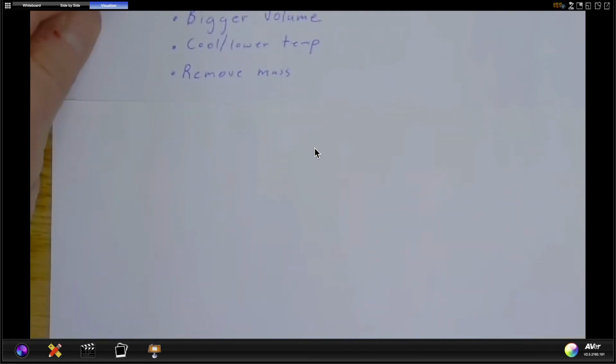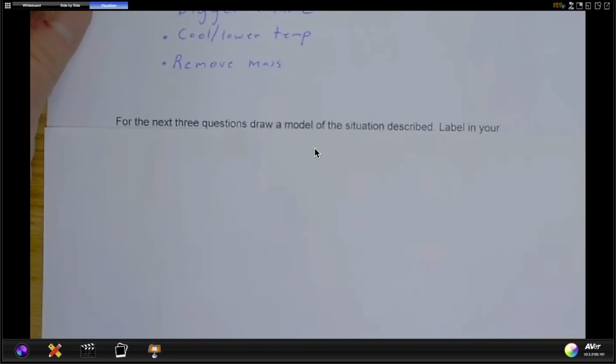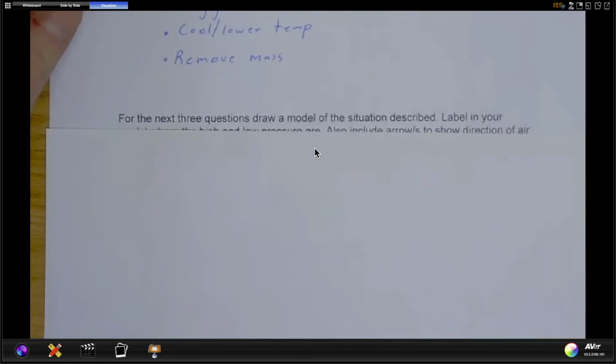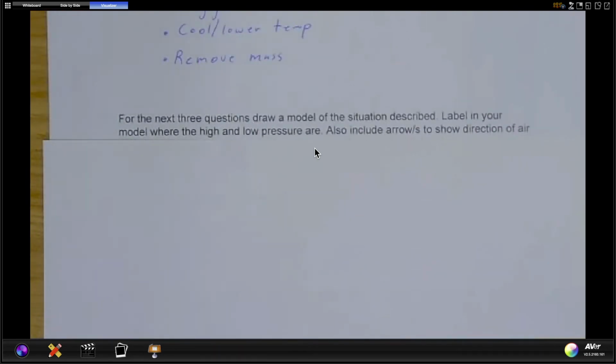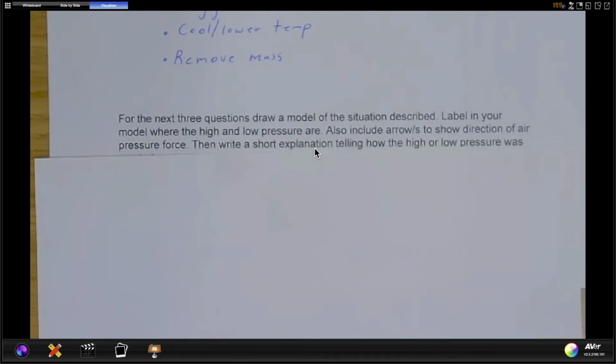Our final ones are worth a pile of points, guys. We've been doing these in class, and actually some of these are directly out of your notes. It says for the next 3 questions, draw a model of the situation described. Label your model where the high and low pressure are. Also include arrows to show the direction of the air pressure force, and then write a short description telling how the high and low pressure was created.